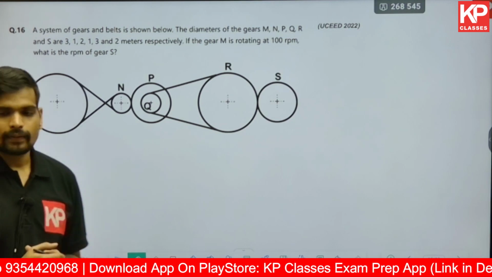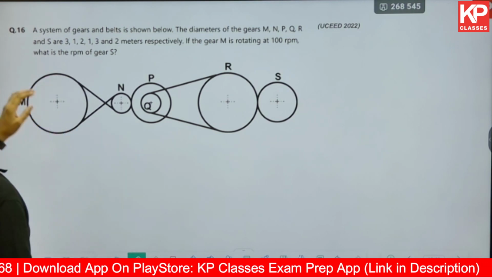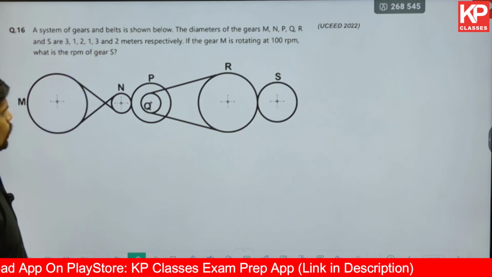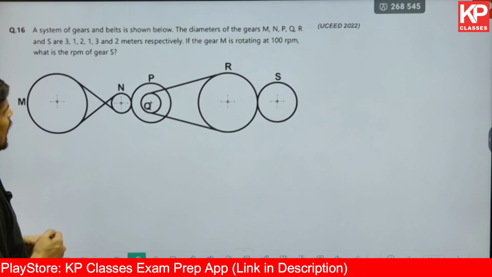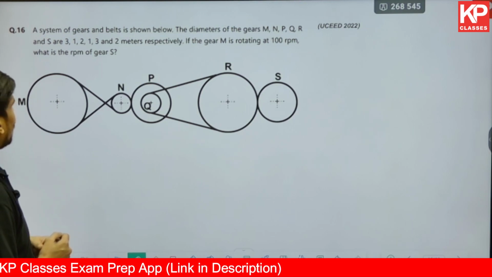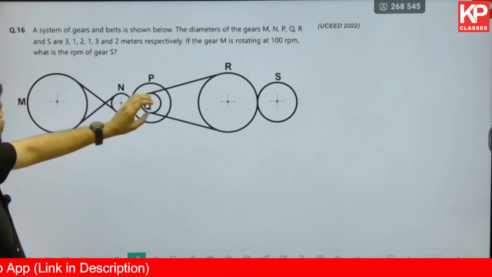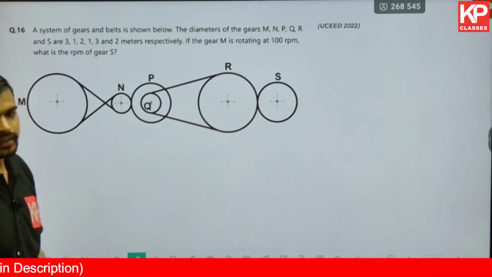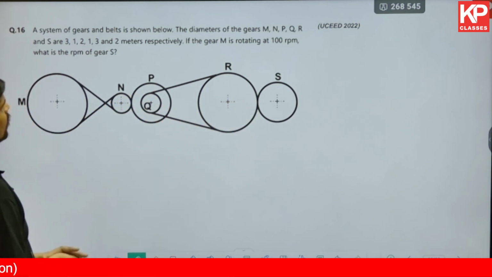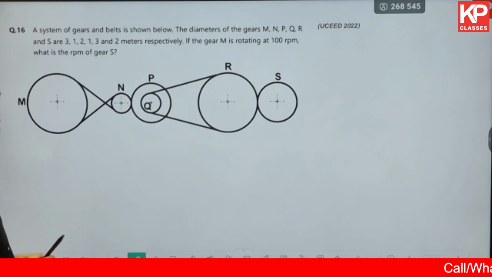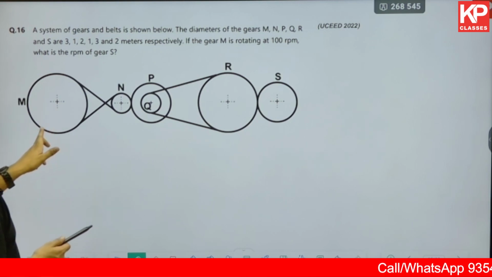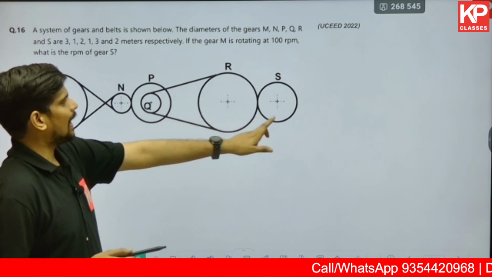This is a past UCEED question from the year 2022. A system of gears and belts is shown below. The diameter of gears M, N, P, Q, R and S are 3, 1, 2, 1, 3 and 2. The diameters are given in meters. They have given the diameters already. If the gear M is rotating at 100 RPM, what is the RPM of S?